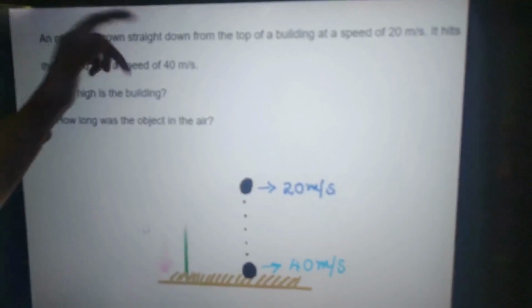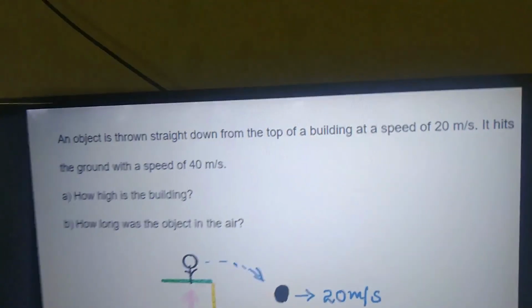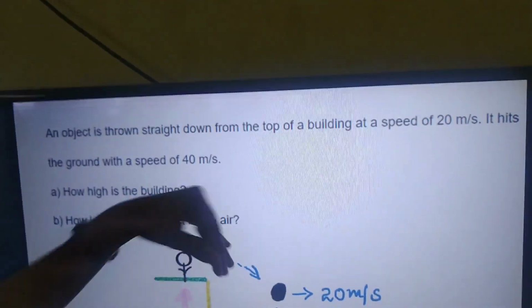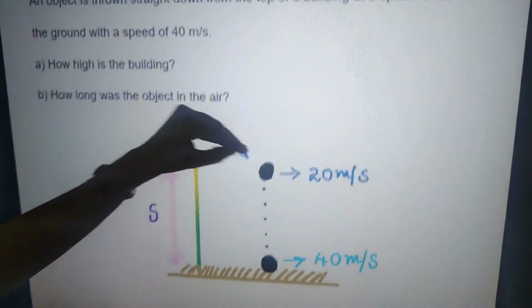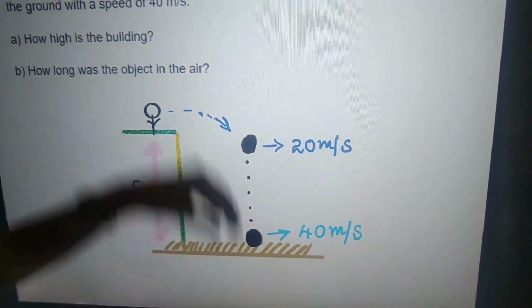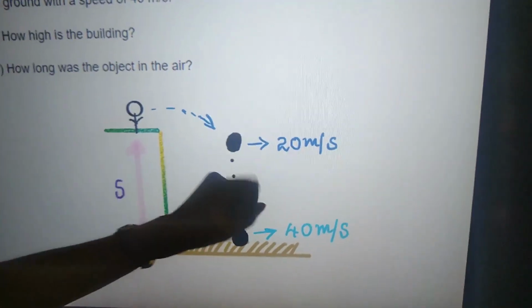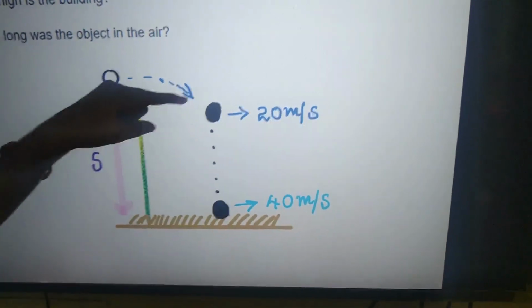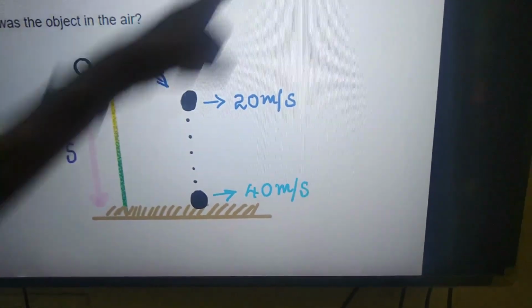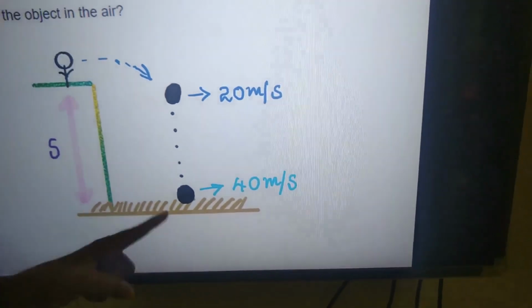An object is thrown straight down from the top of a building. This is the top of the building. A person stands here, thrown straight down. Don't assume that it is thrown like this. This is a different situation that we'll see later. It is thrown vertically down with a velocity of 20. So what is the initial velocity? 20. And the object moves under gravity. It falls vertically down, and when it is about to touch the ground, what is the velocity of that object?